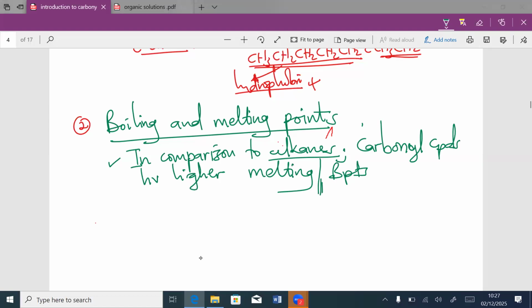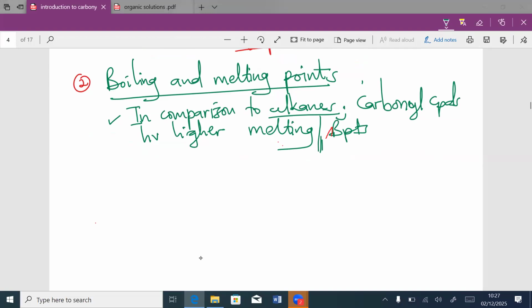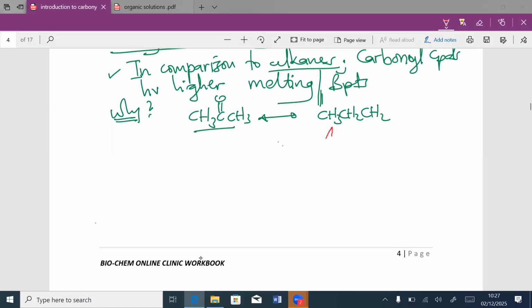They have higher melting or boiling points. And the question is why? So for example, we are comparing CH3COCH3 with CH3CH2CH3. Now this compound is what? Propanone. Then this is propane.